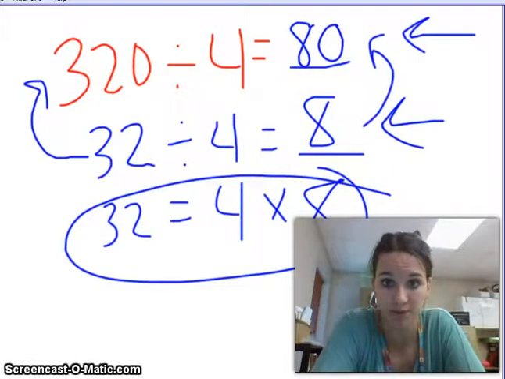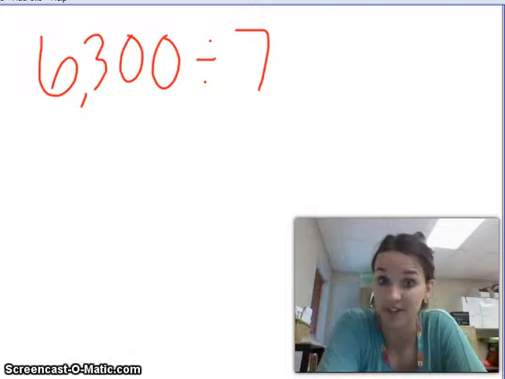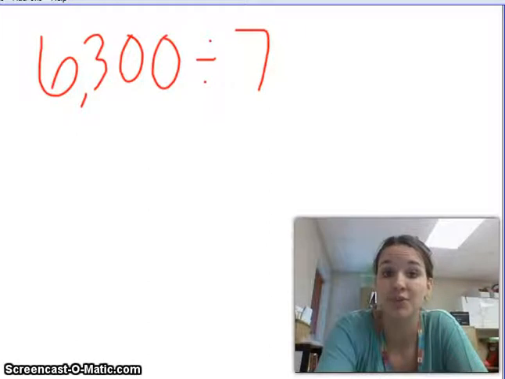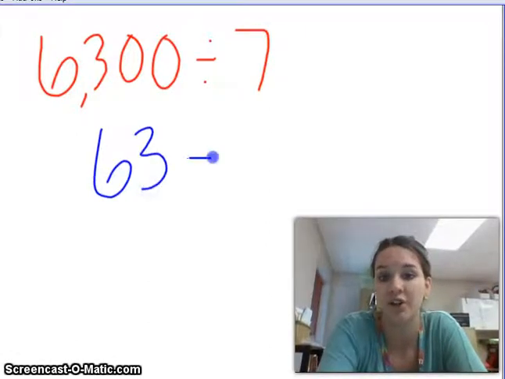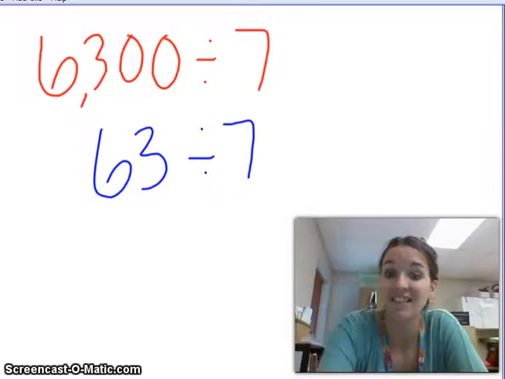Let's look at one more that we can do mentally. So 6,300 divided by 7. Again, we're dealing with multiples of 10, which makes this much easier when we're doing division. So let's go ahead and take off those zeros. We're actually going to make this 100 times smaller and just change it to 63 for now, divided by 7. Now, I'm going to use my multiplication facts again to help me.